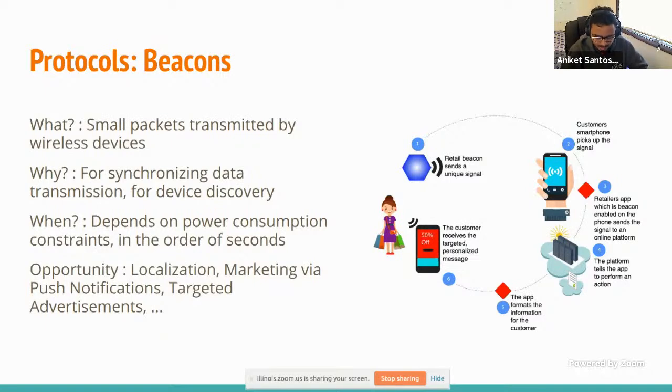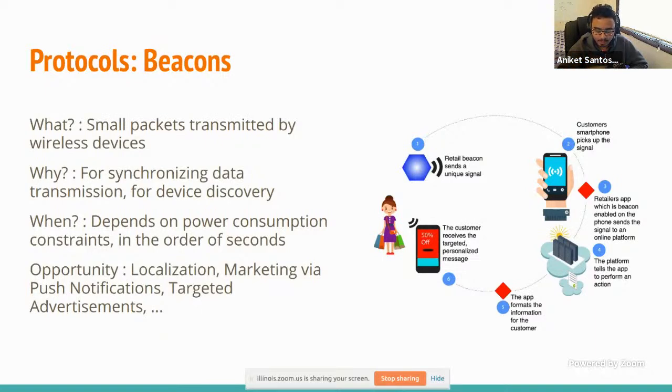Since we have touched upon lots of protocols so far, I'll talk more about a key technology which enables some intelligent things we can do in IoT, and that is enabled by beacons. Beacons are small packets transmitted by wireless devices, and you must be wondering why they're used. They're used for synchronizing data transmission.